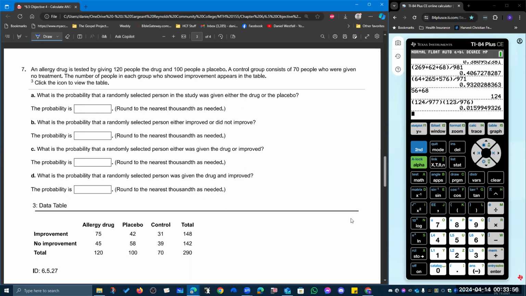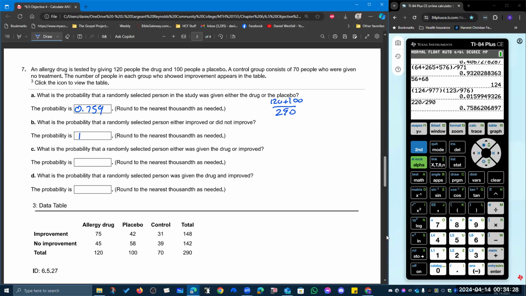What is the probability that a randomly selected person in the study was either given the drug or the placebo? So that's going to be 120 plus 100 over 290. It's going to be 220 divided by 290. We're going to convert that to a decimal, and round to the nearest thousandth is 0.759.